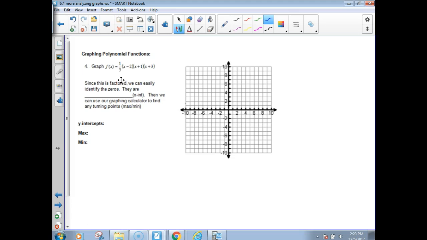All right, ready, set. This one says 1/5 x. Oh, looky, it's already in factored form. How special. That's nice. Since this is in factored form, we can easily identify the zeros. They are 2, 0, negative 1, 0, and negative 3, 0. Those are your x-intercepts. I'm bored with red, so I'm going to plot them with, oh, that's not even the right one. Okay, 2, 0, negative 1, and negative 3.